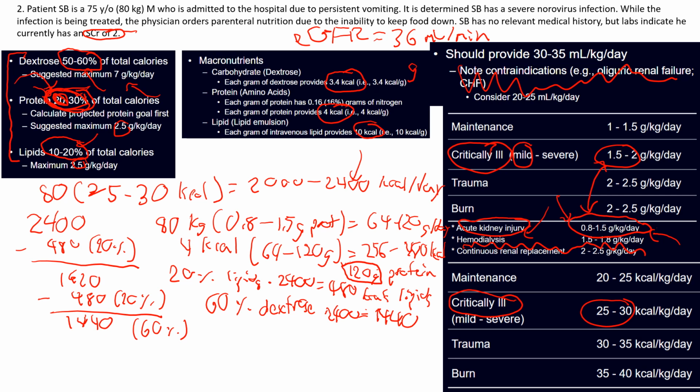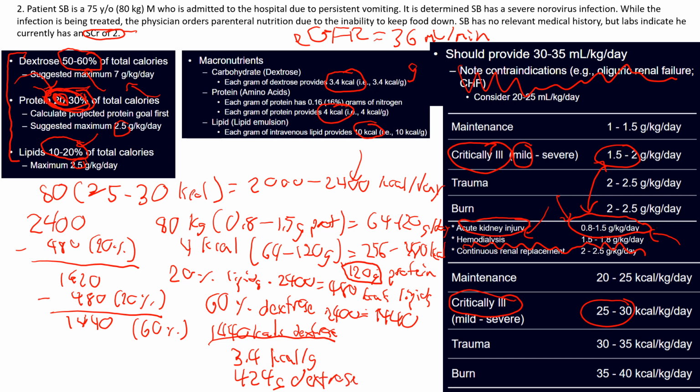So what we can do is we can take our 1440 calories of dextrose, divide this by 3.4 kcal per gram, and when we do that, we get, in this bag, we'll need to put about 424 grams of dextrose.